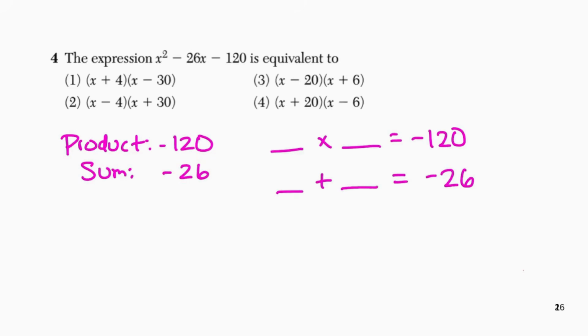right away. So in answer choice number 2, I'm going to eliminate because the number with the higher absolute value is 30 and it's positive. So that means if I add 30 and -4, I'm going to get a positive number, not a negative number. I'm also going to eliminate answer choice number 4 because 20 has the higher absolute value and 20 is positive. If I add 20 and -6, I'm going to get a positive number, not the negative number that I need. So now I'm down to just choices 1 and 3.